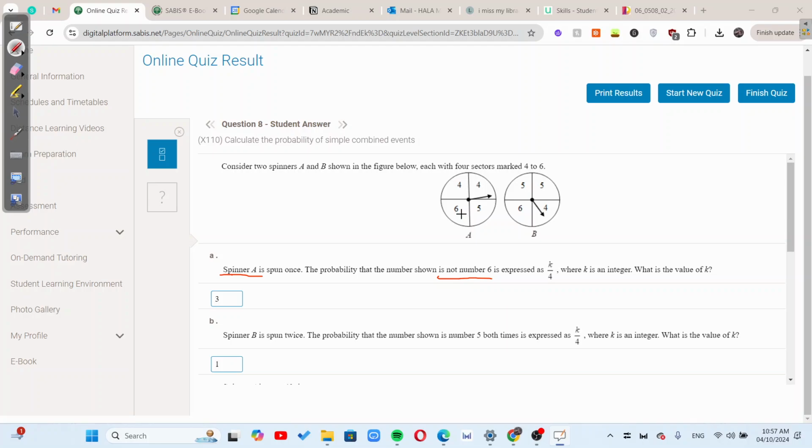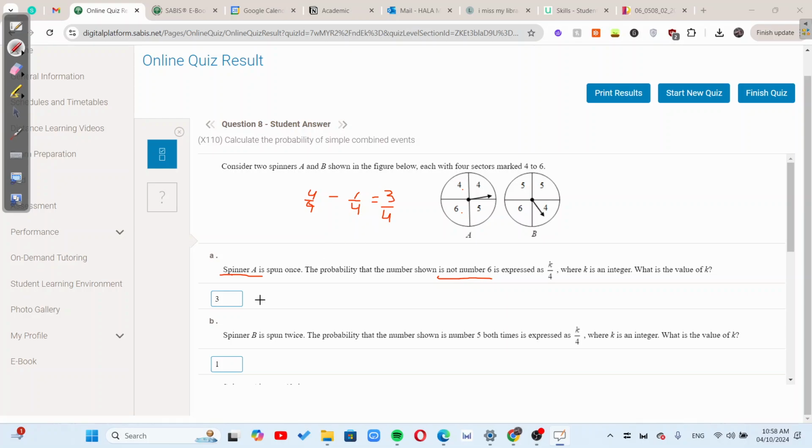So what's your probability of getting 6? It's only 1 out of these 4, right? So the probability of getting 6 is 1 over 4. And your full probability is 4 over 4, which is 1. So 4 over 4 minus the probability of getting 6 gives you 3 over 4.